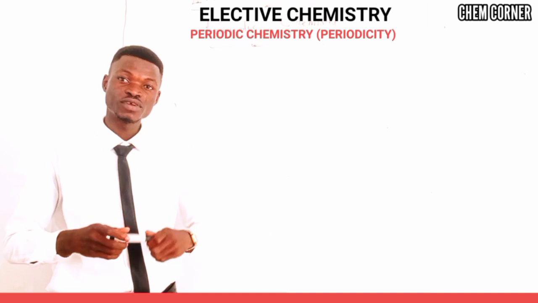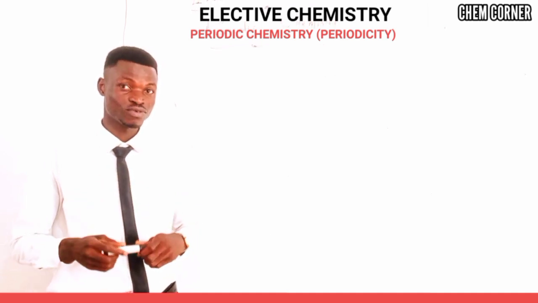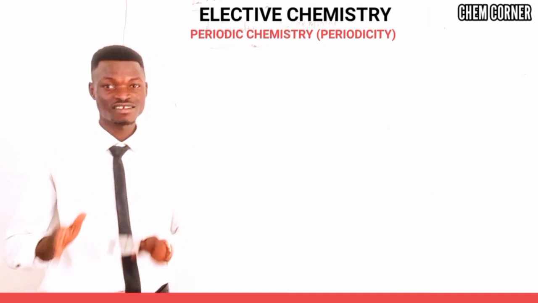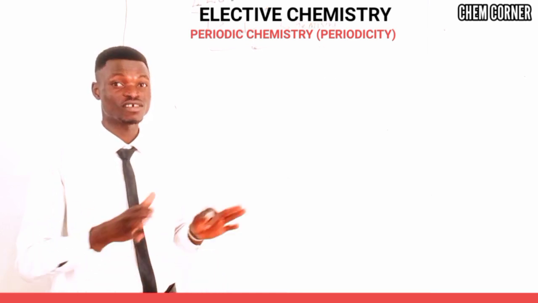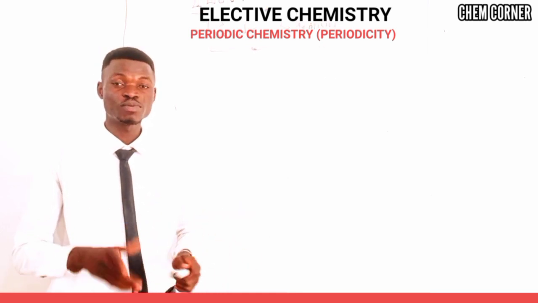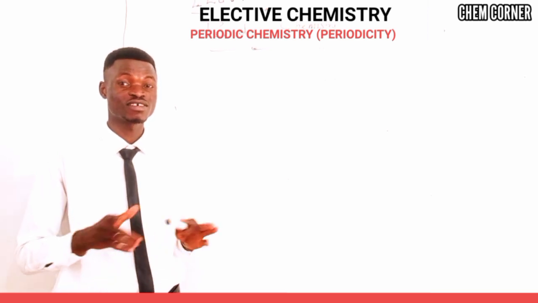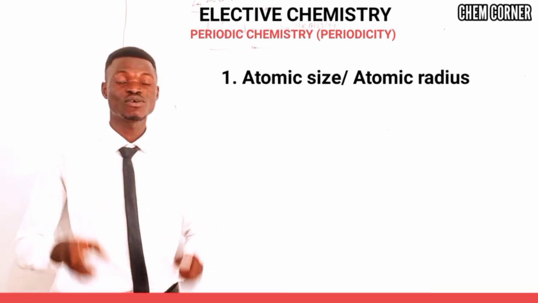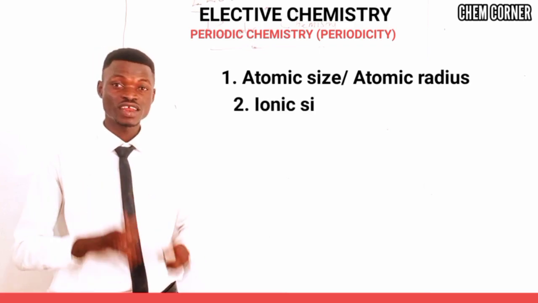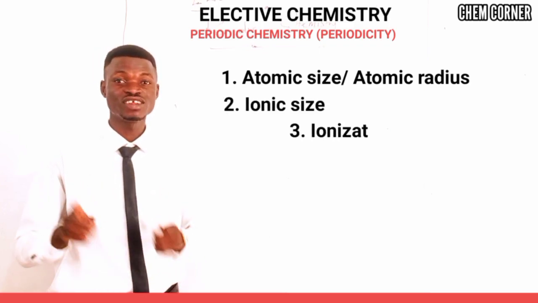We have several periodic properties on our periodic table, but regarding our lesson, we'll be looking at only the few periodic properties that concern our syllabus. The first periodic property we'll be looking at is known as atomic size or atomic radius. The second one is the ionic size. After that, we'll also be looking at ionization energy.